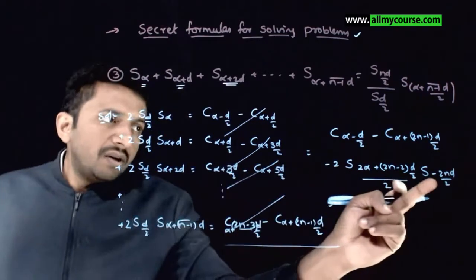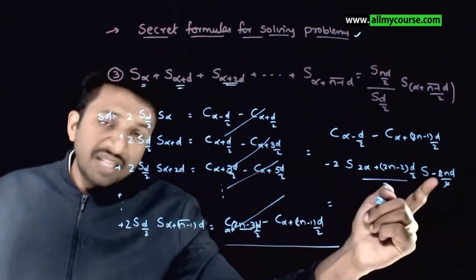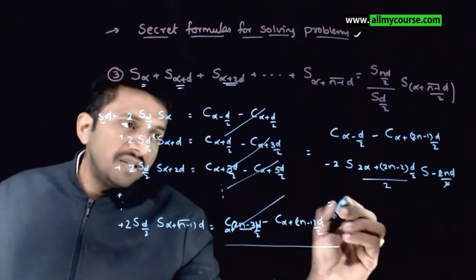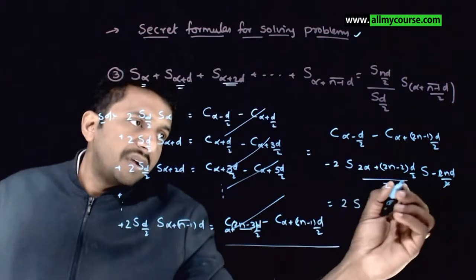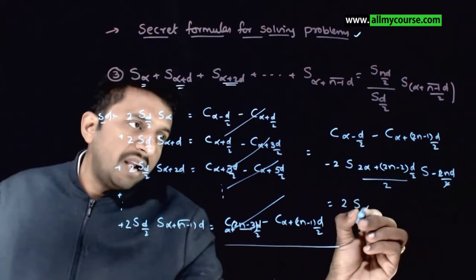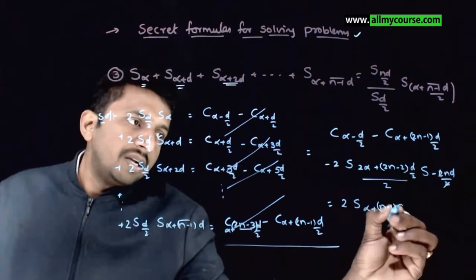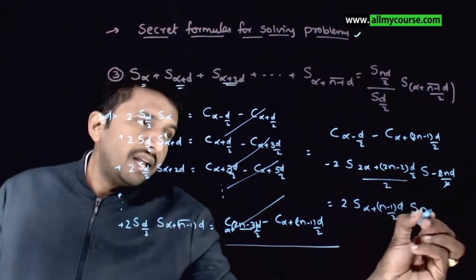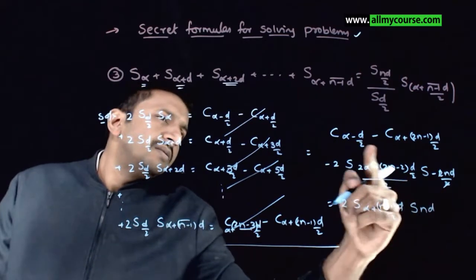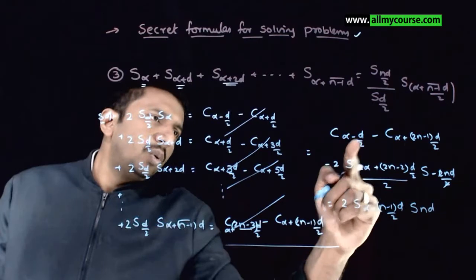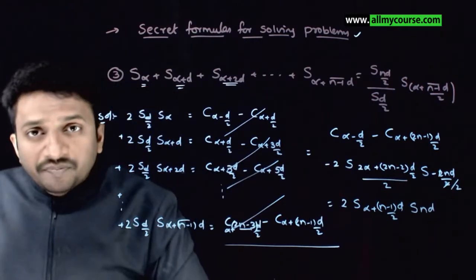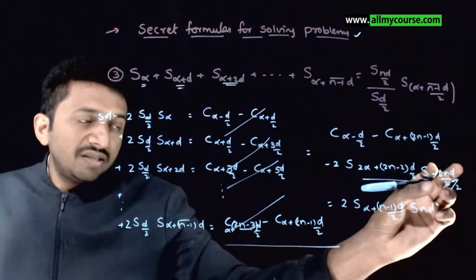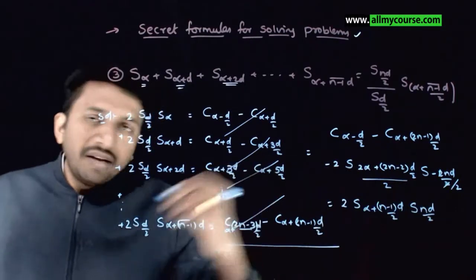Obviously the 2 and 2 get cancelled. From sine, a negative comes out, because sine of minus theta is minus sine theta. This minus comes out and cancels with the other minus. So you get 2 times sine of alpha plus (n minus 1) times d by 2, and sine of C minus D by 2, which is minus 2n d by 2 by 2. So you get n d by 2.